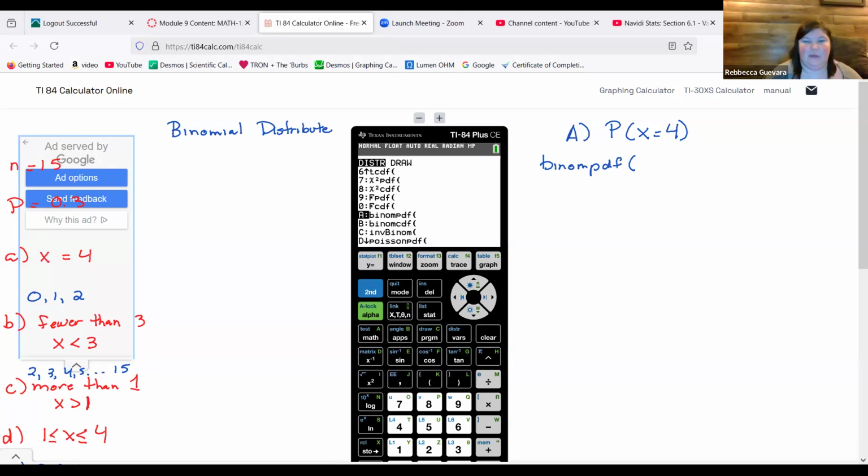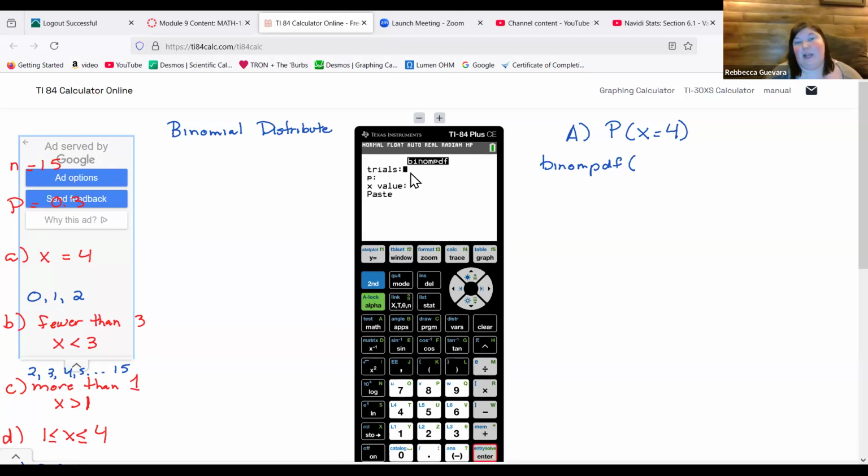Second, there's something in my way. It won't let me hit enter. There we go. So it asks me for the number of trials. If you remember, we have 15 trials, and we have a probability of success of 0.3. And X is just my value that I'm interested in. So we are going to have 15 trials, a probability of 0.3, and my X value is going to be that 4.